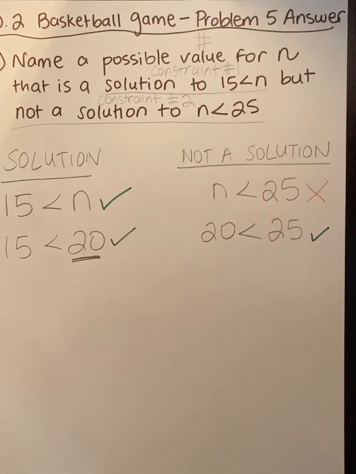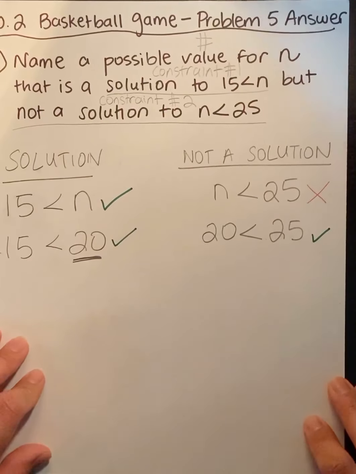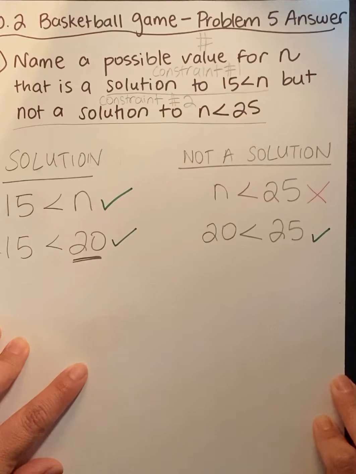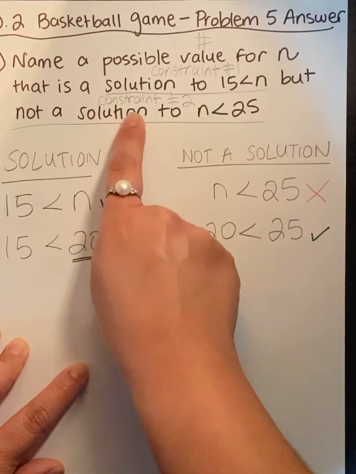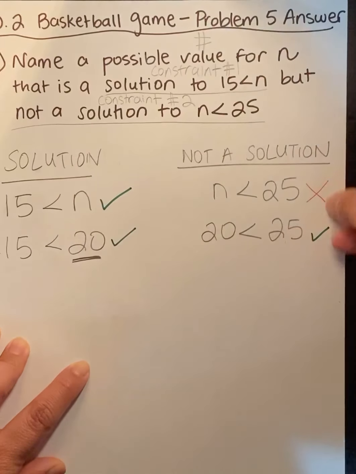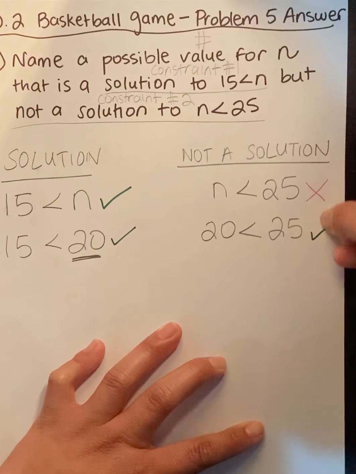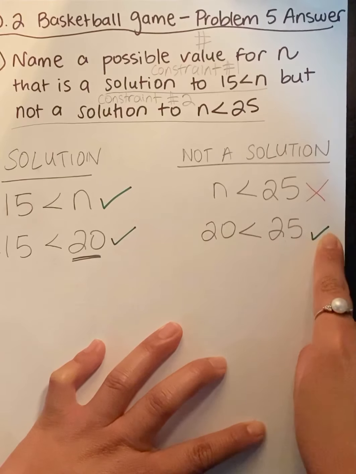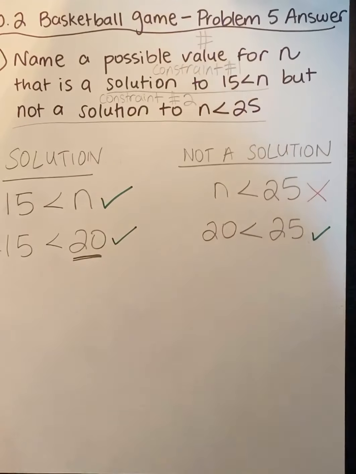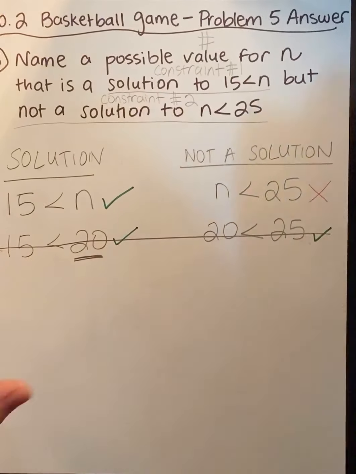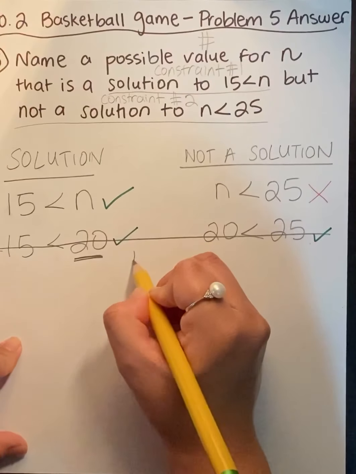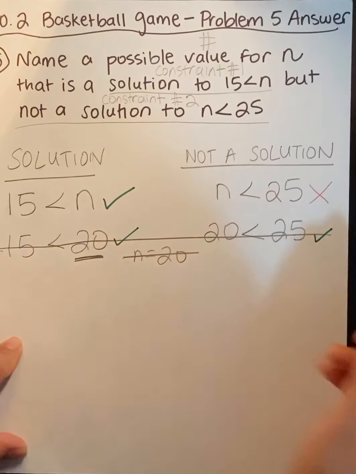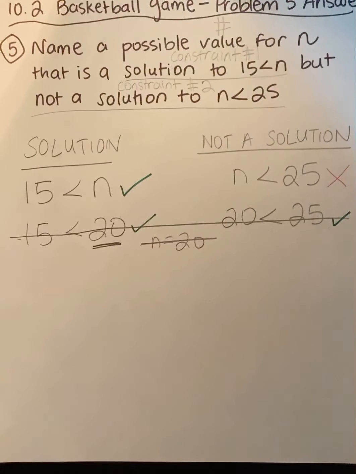But remember, the problem told us that the solution cannot be a solution to this inequality. We should have gotten an X here. It should have made it false. Because this is true, 20 can't be an answer. So I'm going to take my pencil and scratch out 20. N equals 20 cannot be an answer. Let's go ahead and think of another number.